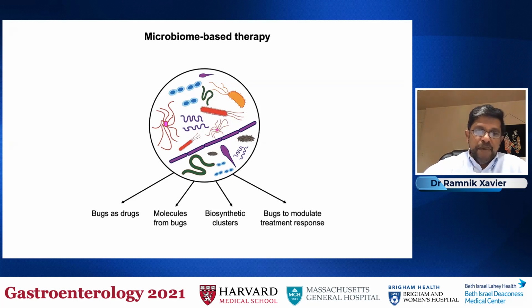So the options are bugs as drugs. That's what we do now in the form of FMT. You can identify chemistry or molecules made by bugs, and you could give that in the form of a pill. The molecules made by bugs are made by a collection of genes, and we refer to this as biosynthetic clusters. So one possibility is to express these biosynthetic clusters in a probiotic and then give it to individuals so that when the probiotic gets to the terminal ileum or the colon, the biosynthetic cluster is activated, resulting in the production of a molecule that can impact disease. And then finally, you could also use bugs to modulate disease. And I'm going to give you a few examples here.